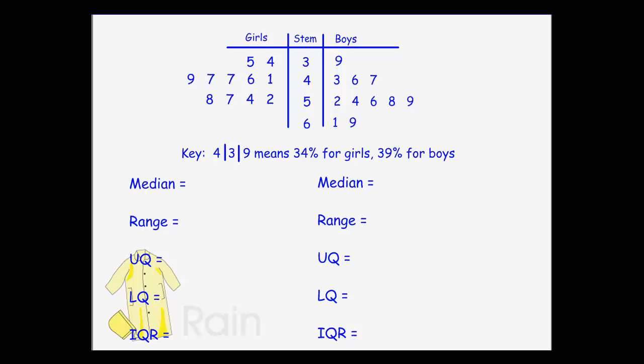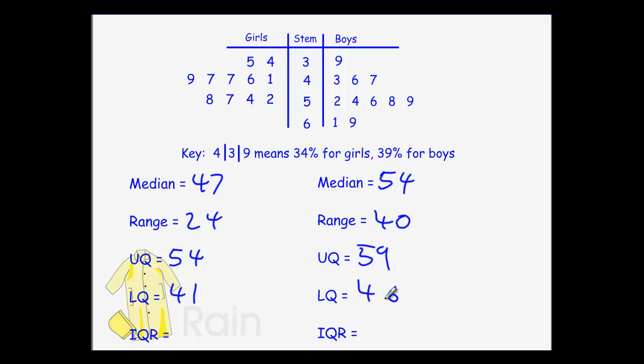We can work out that the median for the girls is 47 and the median for the boys is 54. Their ranges are 24 and 40. The upper quartiles are 54 and 59. The lower quartiles are 41 and 46. And so the interquartile range are 13 for each of them.